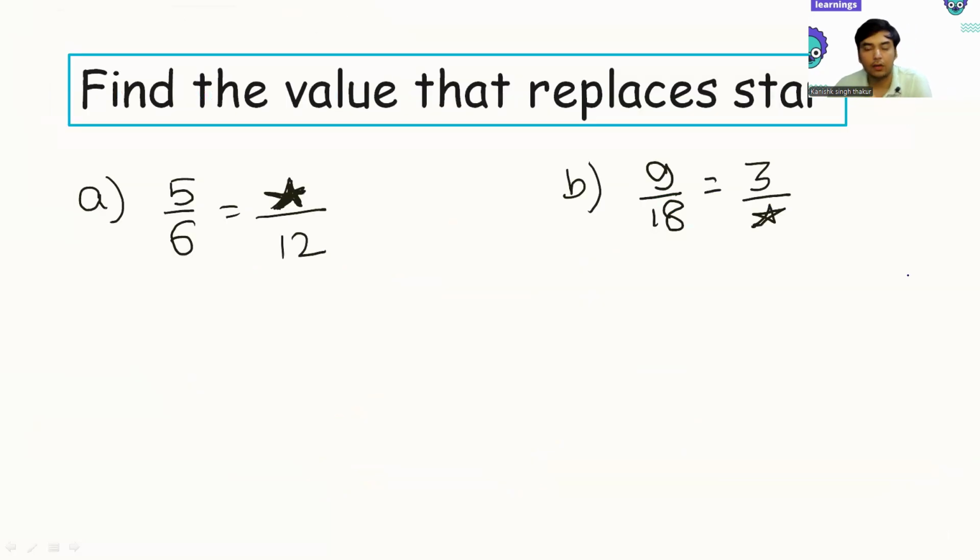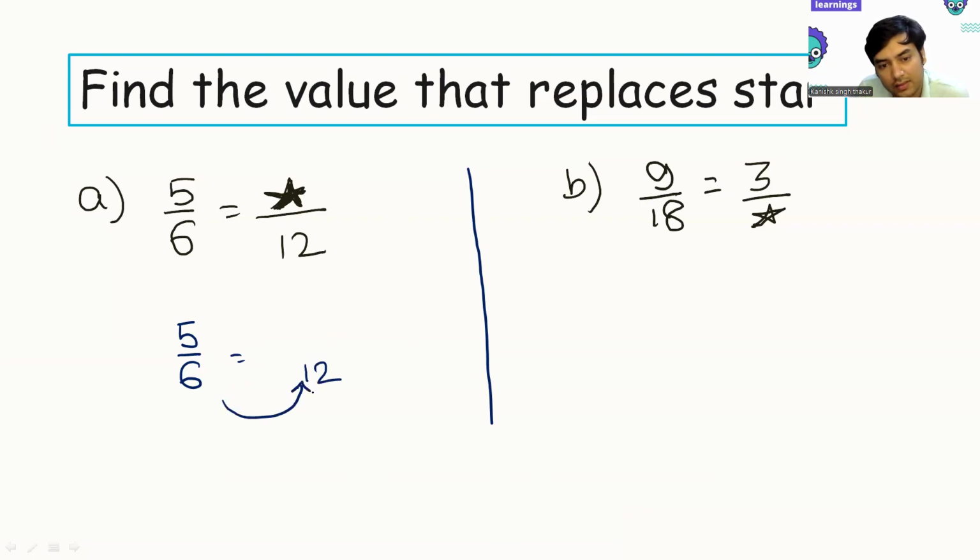Now, let's see some examples. You have 5 over 6 equals star over 12. Now see, 6 is getting converted into 12, so this 6 is multiplied by 2. So you also multiply the 5 by 2. Whatever you do in the denominator, you have to do in the numerator as well. So this becomes 5 times 2, which is 10. So this star is 10.